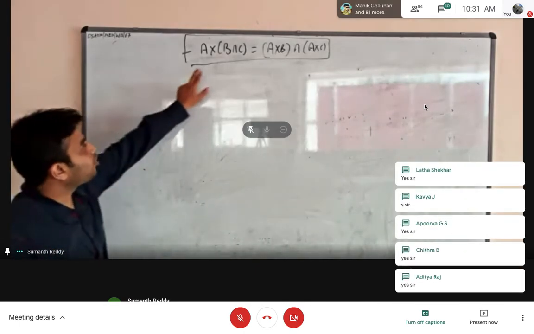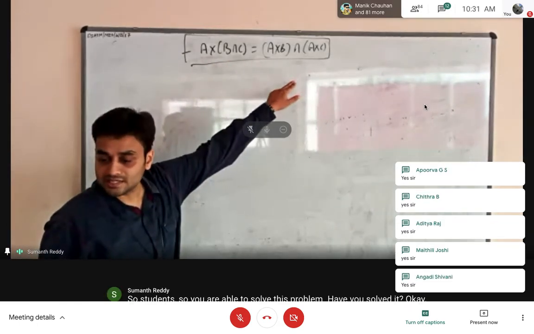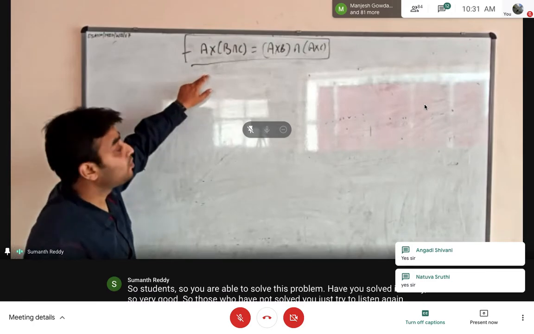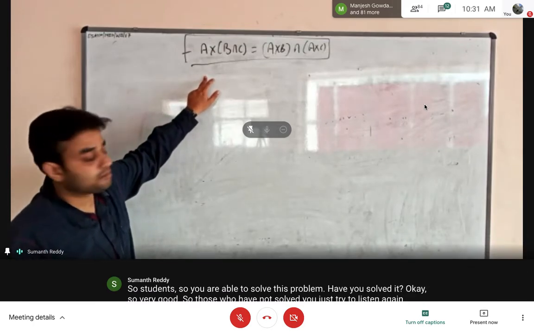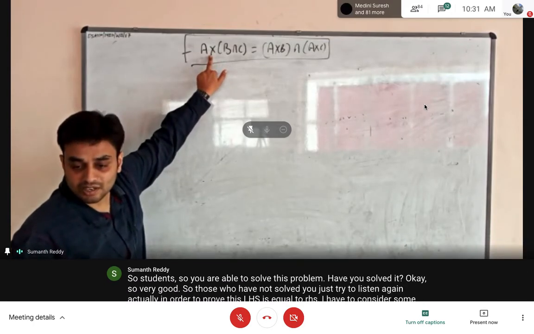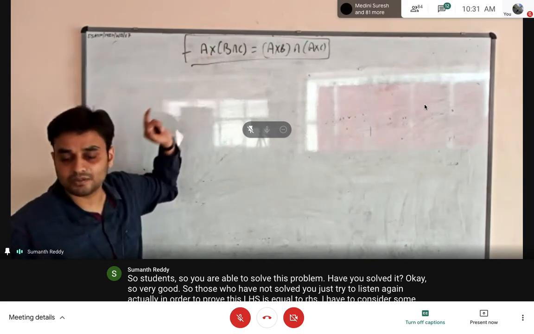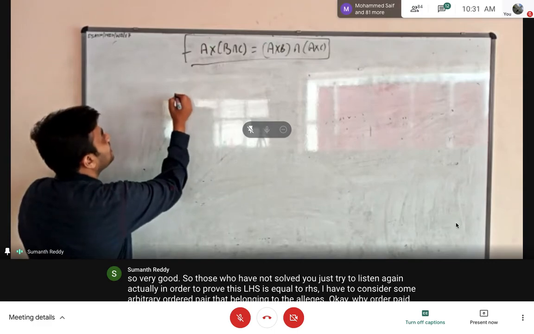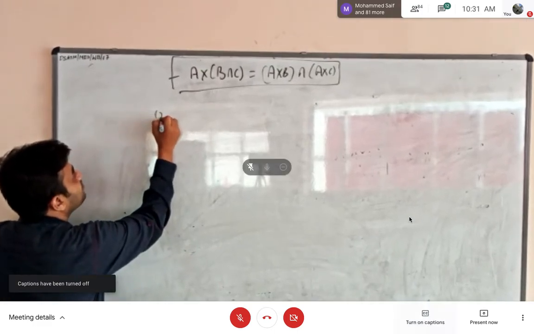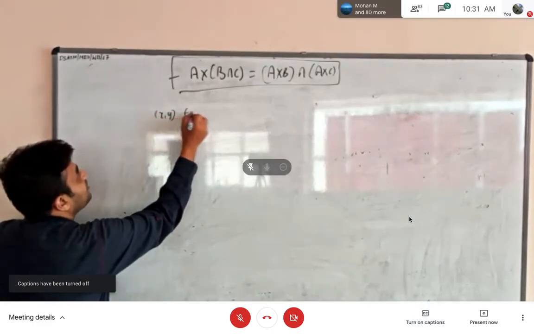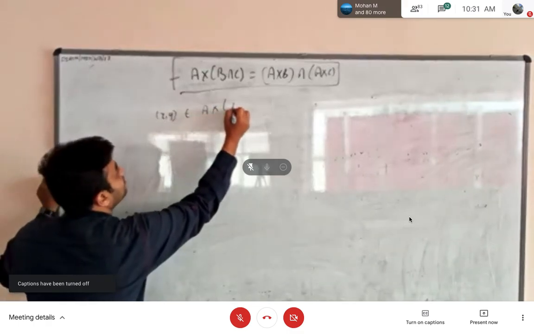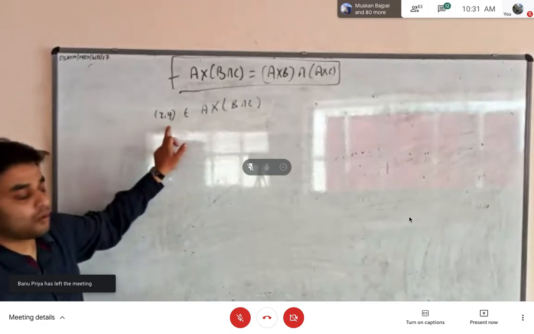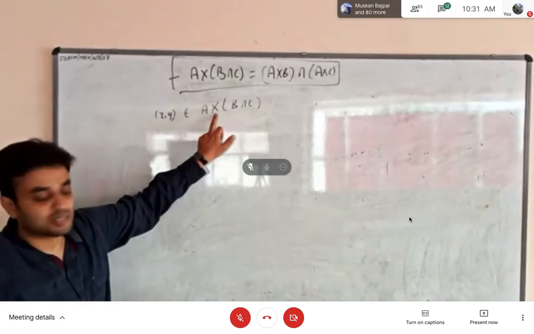See, in order to prove this LHS is equal to RHS, I have to consider some arbitrary ordered pair belonging to the LHS. Why ordered pair? Because here it is a Cartesian product. It is not a set. If it were just a set, I would have taken an element, but this is not a set. It is a Cartesian product. So I have to take some ordered pair, say for example x comma y belonging to LHS, that is A cross of B intersection C. Fine. So now I have to expand this based on the Cartesian product definition.